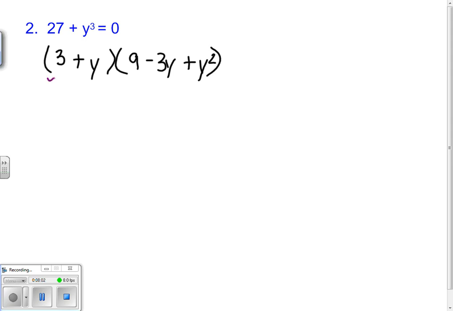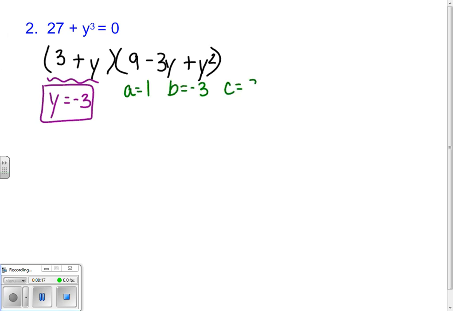First factor looks a little funny, but it's still going to follow the same rules. The root is negative 3. Be really careful when doing the quadratic formula on the quadratic that's left. It's out of order. A is actually 1, B is negative 3, and C is 9. Take a second and look at that. All of those numbers are out of order.